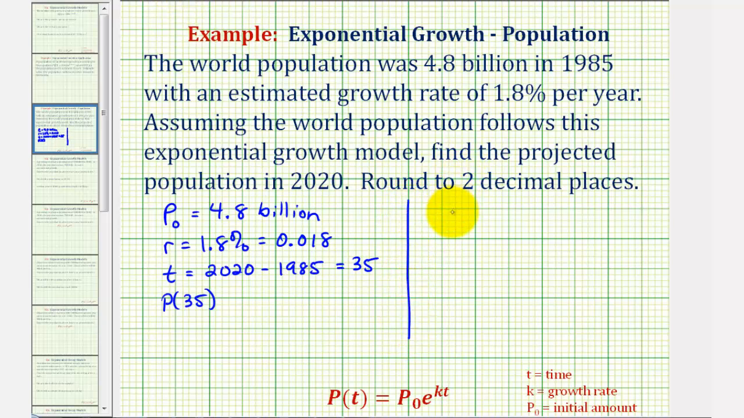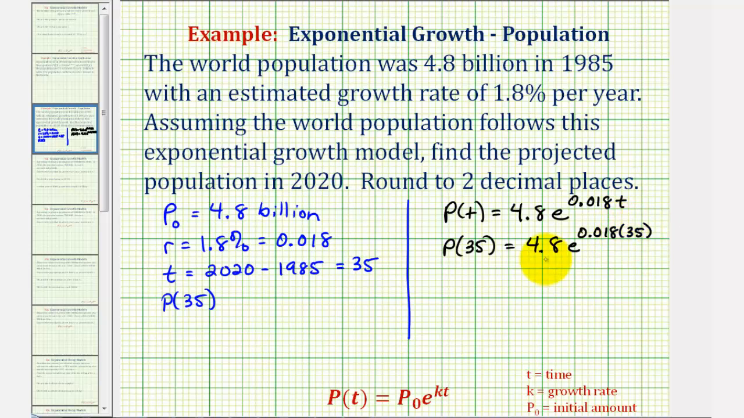So our function is going to be P of t equals P sub 0, or 4.8, times e raised to the power of k times t, which would be 0.018 times t. But now we also know that t is equal to 35 for the year 2020, so we want to find P of 35, which is equal to 4.8 times e raised to the power of 0.018 times 35.